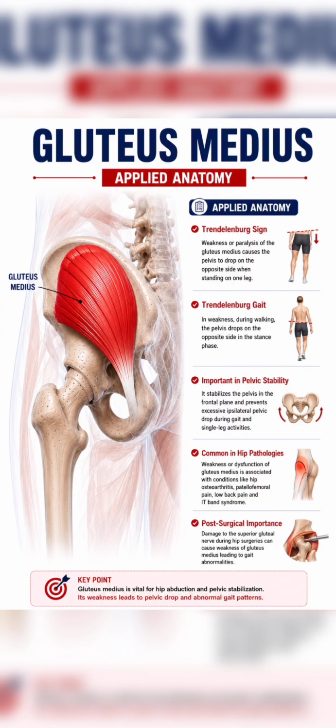So next is post-surgical importance, that is damage to the superior gluteal nerve, because it supplies this muscle, right? If there is any damage to the superior gluteal nerve during hip surgeries, it can cause weakness of this muscle, gluteus medius. Not only this muscle, the other gluteal muscles may also become weak. So these are some of the applied aspects.